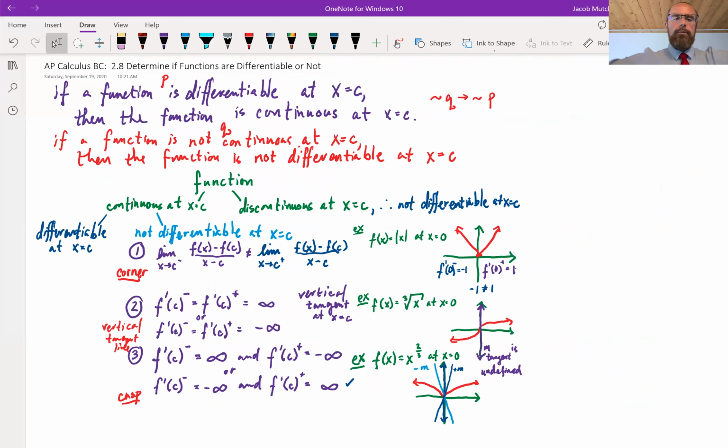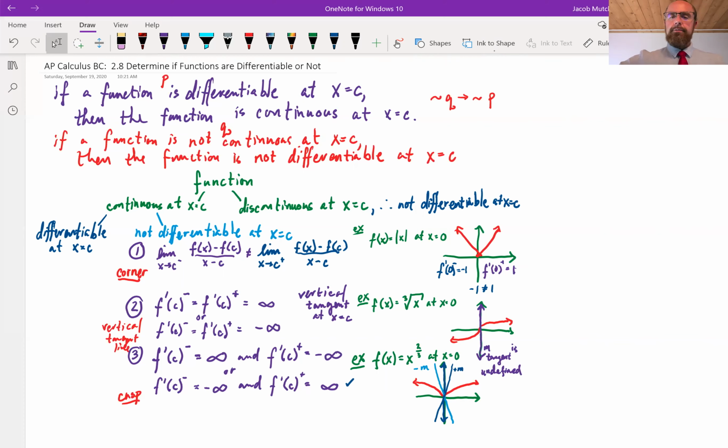It might not be differentiable if it falls into one of these three cases. If it has a corner where the left-hand limit of the average rate of change doesn't equal the right-hand limit of the average rate of change, it could have a vertical tangent line, where from both sides we approach the same infinity or negative infinity, or it could have a cusp, which means it shows opposite sign infinity from the left and from the right. Well, those are our three cases for continuous functions that are not differentiable.